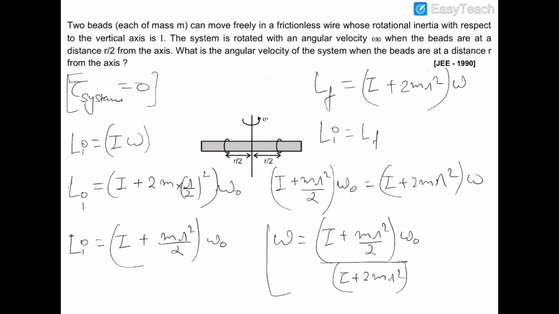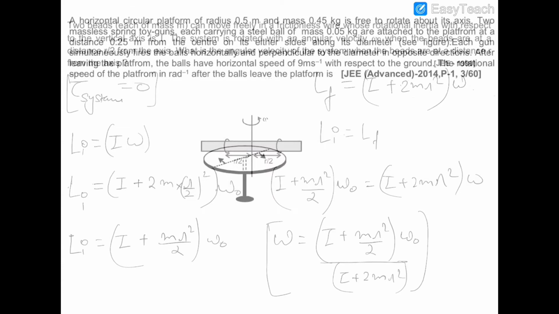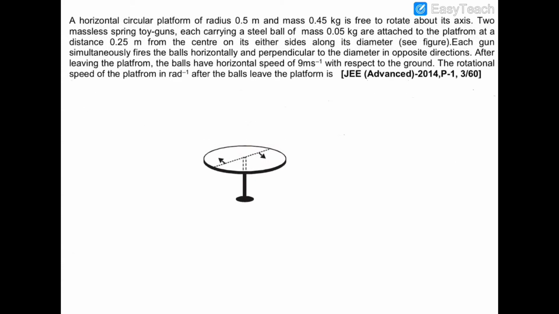So this is the final correct answer. Now let's move on to the next question. In this question, there is a disc, which is a table, which is mounted on this axle. This is free to rotate, and there are two toy guns which are situated on either side of the center.